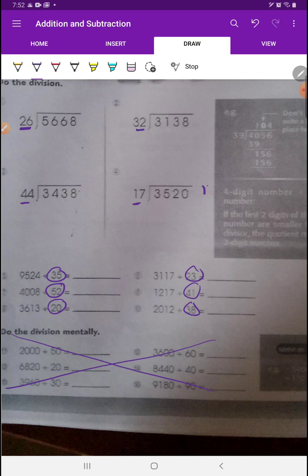This one here is your 17's times tables. How many times does 17 go into 34? I know it's going to go in twice. 2 times 17 is 34. How many times does 17 go into 12? 0 times. See what I'm getting at? All of these step by step by step.